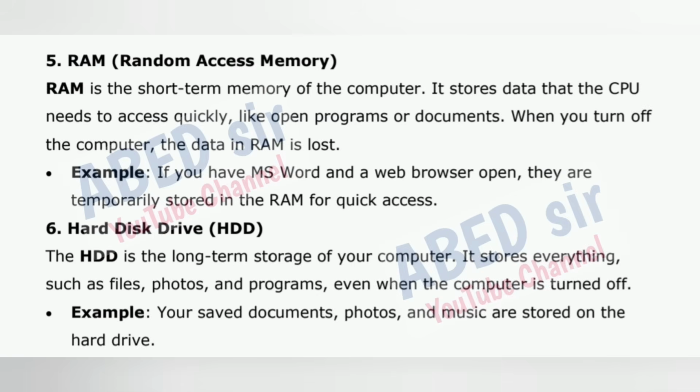5. RAM, Random Access Memory. RAM is the short-term memory of the computer. It stores data that the CPU needs to access quickly, like open programs or documents. When you turn off the computer, the data in RAM is lost. Example, if you have MS Word and a web browser open, they are temporarily stored in the RAM for quick access.